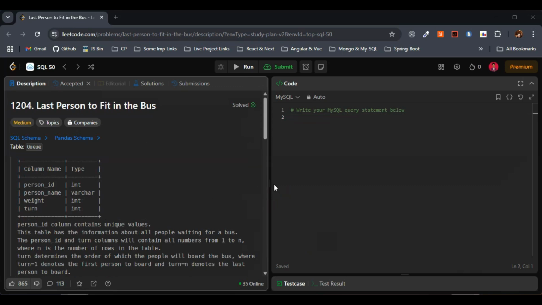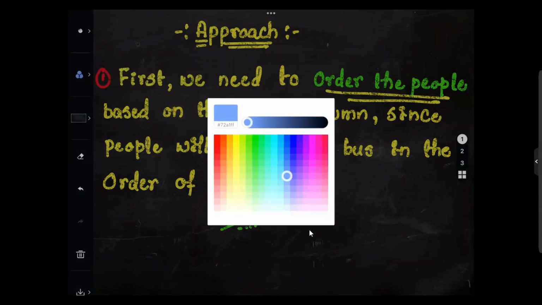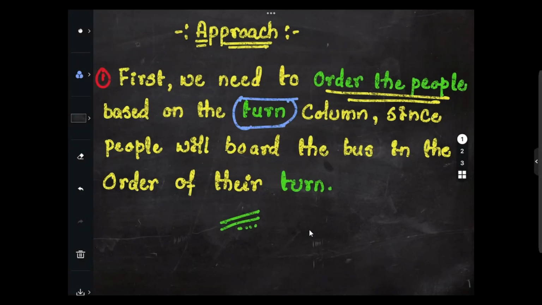As usual, let's discuss the approach first and then let's write the query. Let's discuss the approach step by step. The first step: first we need to order the people based on the turn column. We saw the same thing in the example. First we went with turn 1, second turn 2, then 3, then 4. Mary couldn't board because the weight exceeded 1000 kilograms. So in this case we considered only 1, 2, 3.